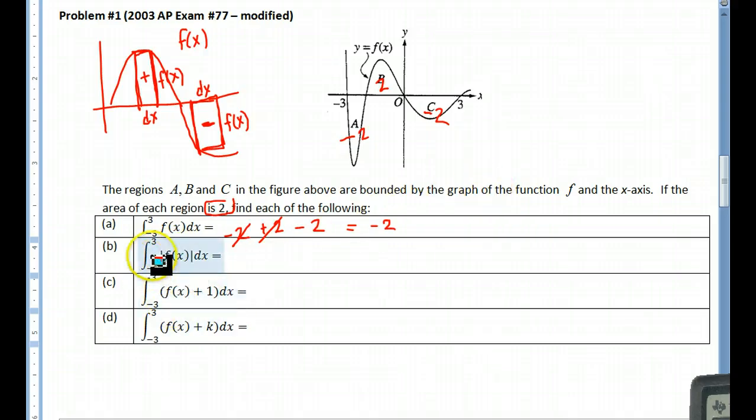What do you think this means? Only the B. So -2, positive 2 plus 2 will be 6. So all the areas with this absolute value tell you that all the areas are positive. So this is just going to be 2 plus 2 plus 2. That equals 6.